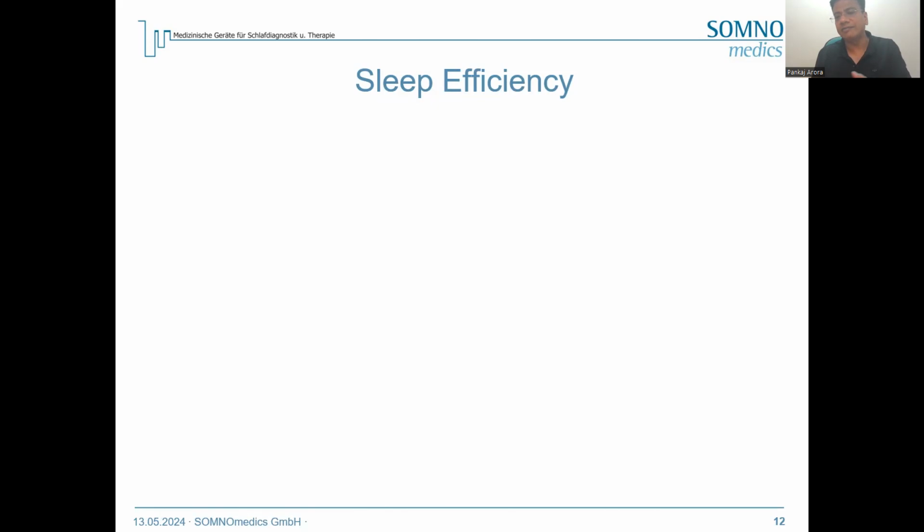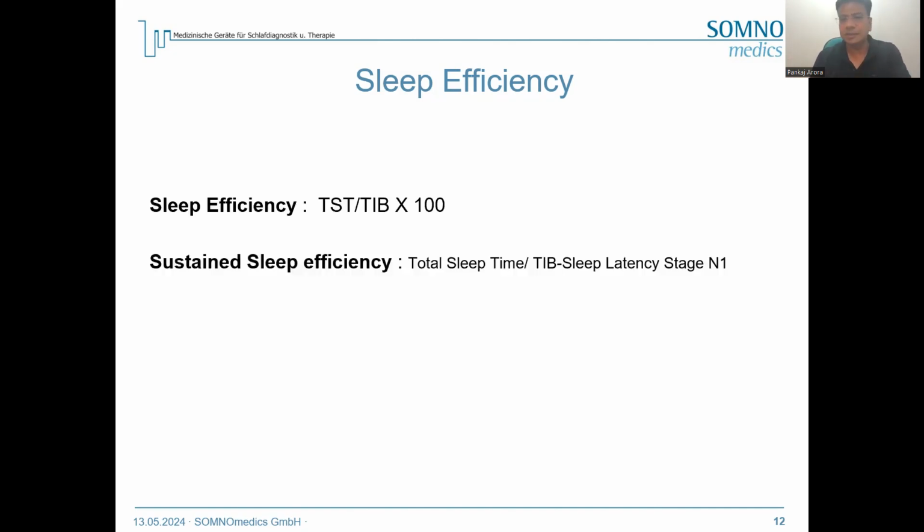Why I was trying to tell you the sleep latency and sleep onset, because of our lights off and lights on, is that we are interested in sleep efficiency. In a normal person, sleep efficiency is 85 to 90%, but a patient who has sleep disorders will have low sleep efficiency as compared to a normal person. So how do you define sleep efficiency? Sleep efficiency is defined by total sleep time. We know what total sleep time is. Total sleep time upon time in bed into 100 is sleep efficiency.